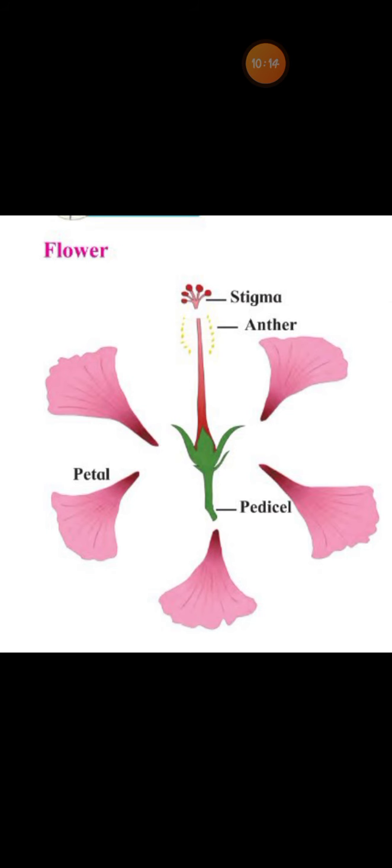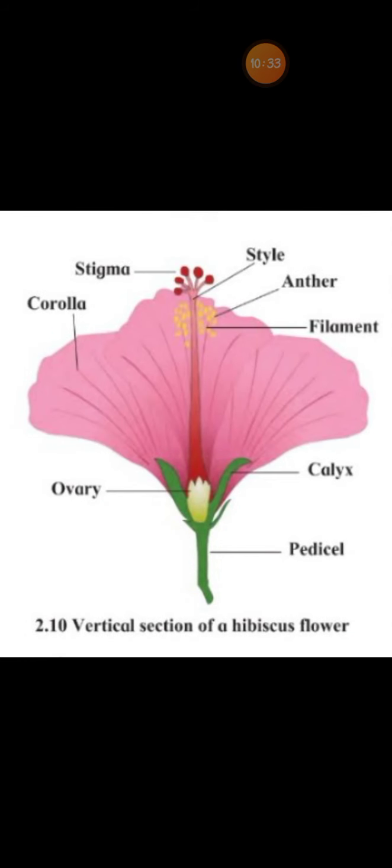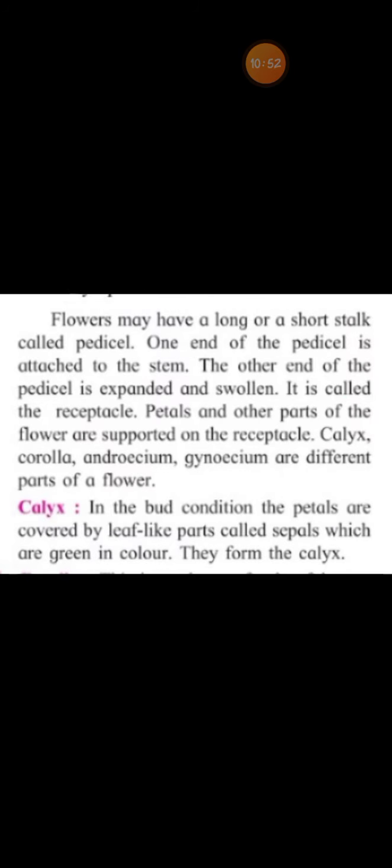Children, can you all see this? Now we will see about flowers. Which flower is this, children? Yes, it's a hibiscus flower. Now see the names: stigma, anther, petal, pedicel. And this is a vertical section of a hibiscus flower. You all can see the namings: pedicel, calyx, ovary, filament, anther, style, stigma, corolla, etc. Right, children? Now we will discuss in detail.